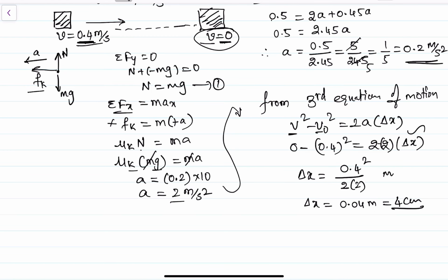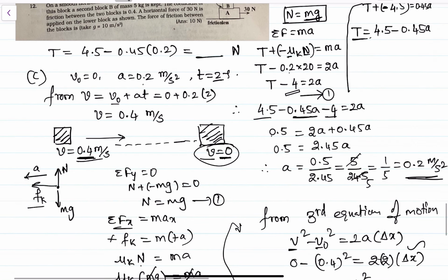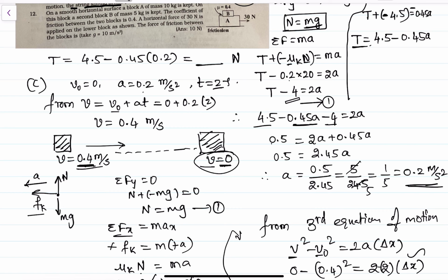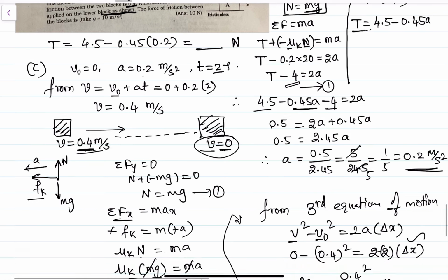Okay, right. Now we are going to discuss problem number 12. The problem number 12 is: on a smooth horizontal surface, a block A of mass 10 kg is kept. On this block, a second block B of mass 5 kg is kept. The coefficient of friction between the two blocks is 0.4. A horizontal force of 30 newtons is applied on the lower block as shown in the figure. The force of friction between the blocks is how much?